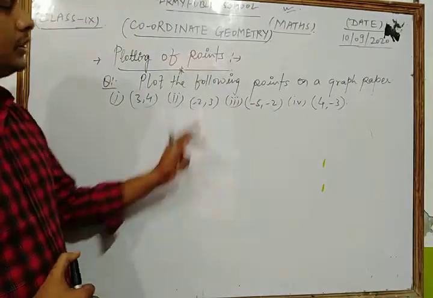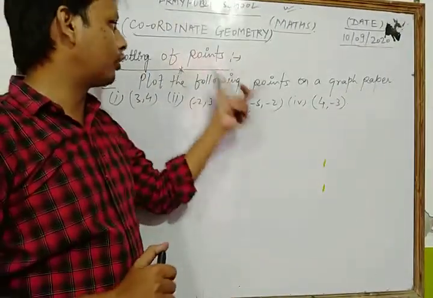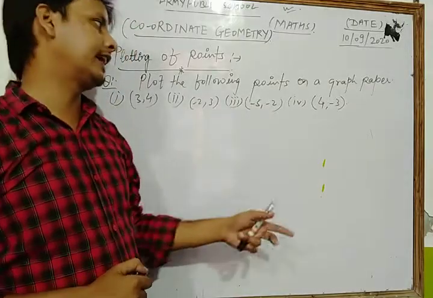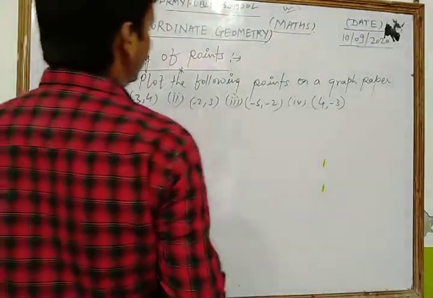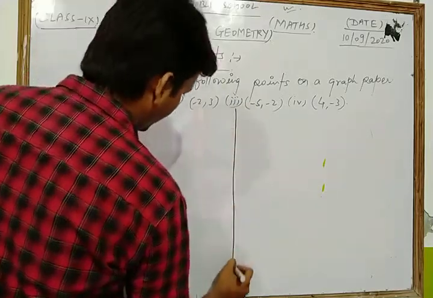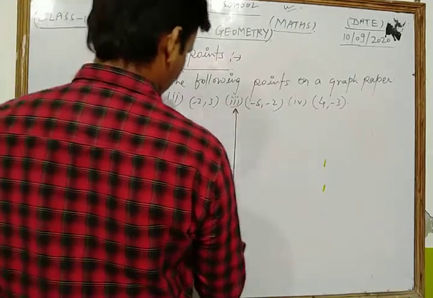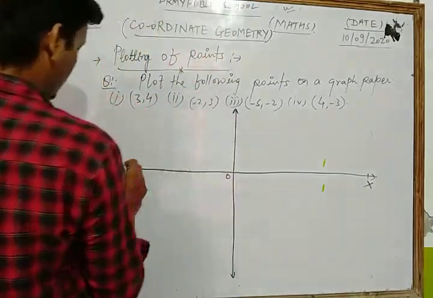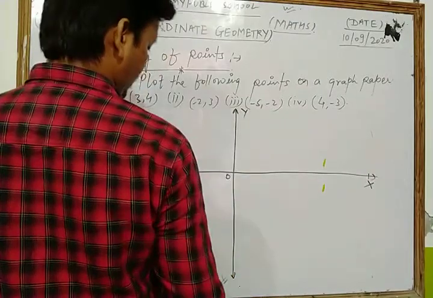Dear friends, this is one of the most important topics of that chapter. Okay, here your topic is plotting the points. So first of all, we make a graph sheet on the board. After that, we discuss that question. Let's see. First of all, dear friends, we draw two mutually perpendicular lines as X'OX and YOY'.